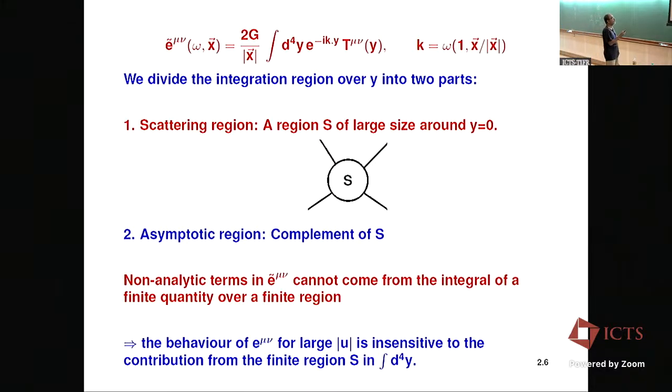Okay, so here is the same formula again. And yes, yesterday we discussed how to analyze this. Namely that once you have an integral like this, we can divide the integral over y into 2 parts. One we will call the scattering region, which is where all the interesting things happen, right? Where the particles interact. There may be nuclear explosion here.